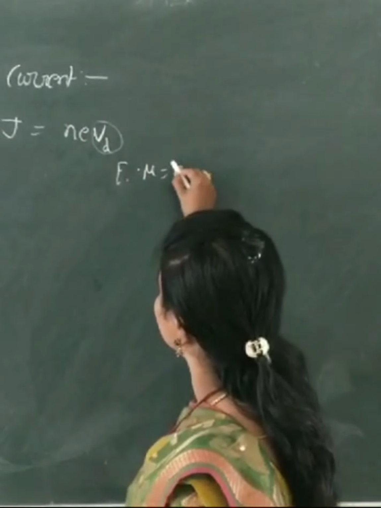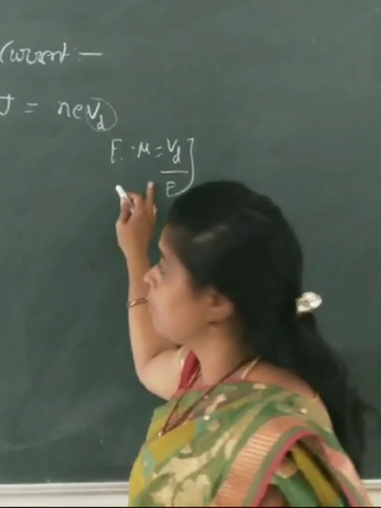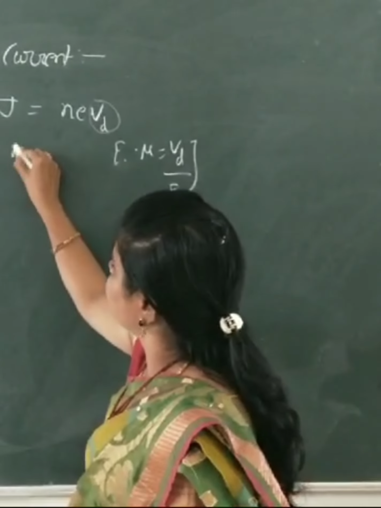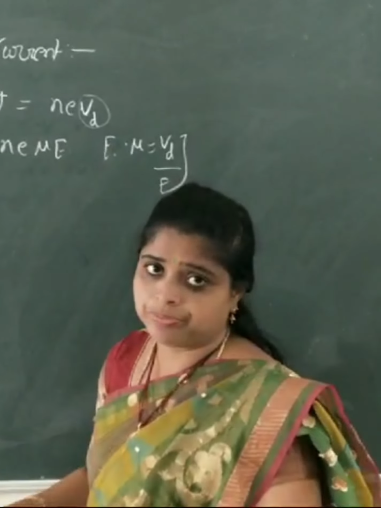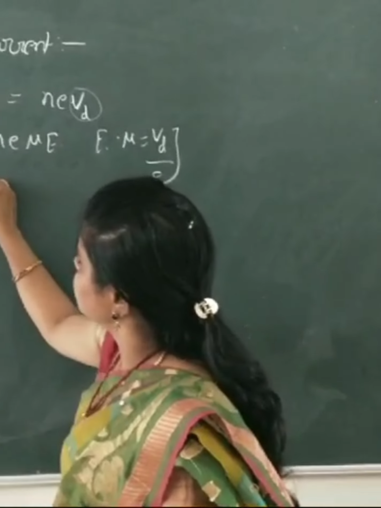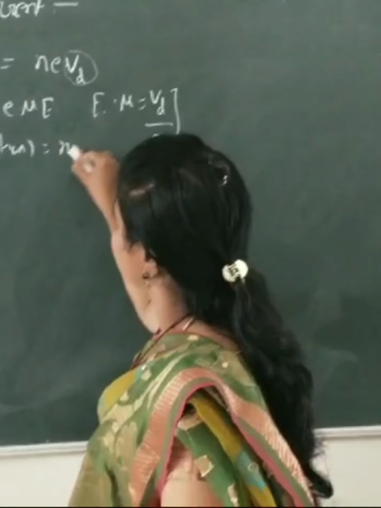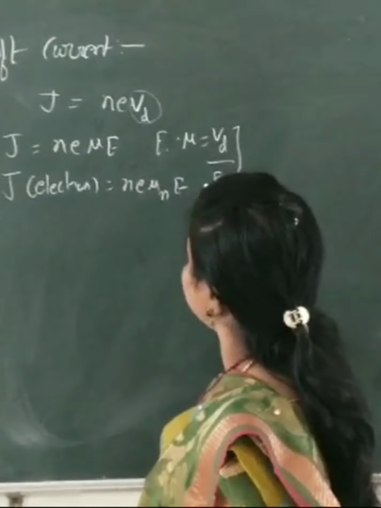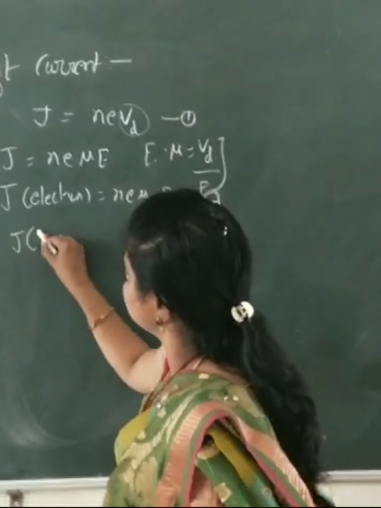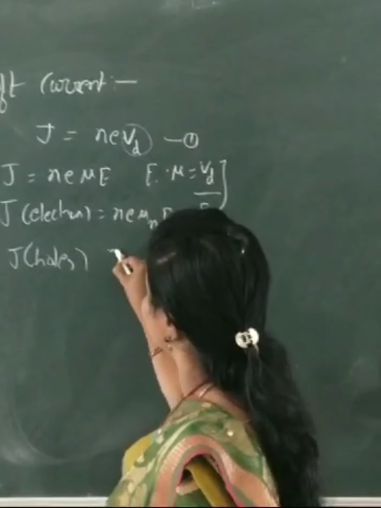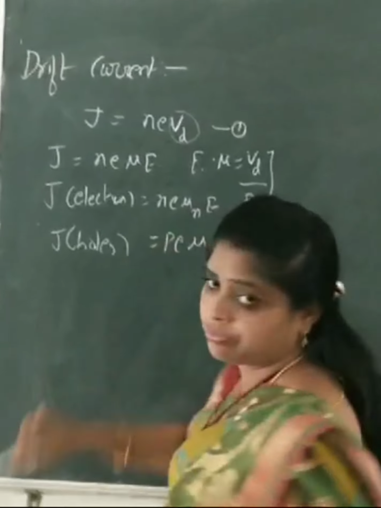Mobility mu equals drift velocity per unit electric field: mu equals Vd by E. Therefore, current density J equals n e mu E. The current density due to electrons, J of electrons, equals n e mu n E. The current density due to holes, J of holes, equals p e mu p E.